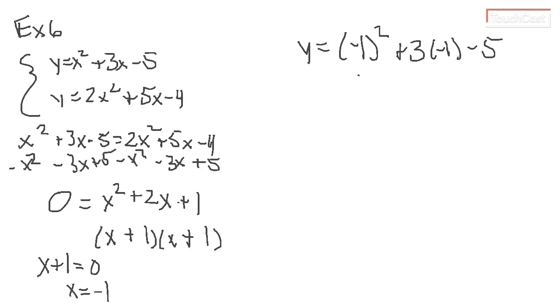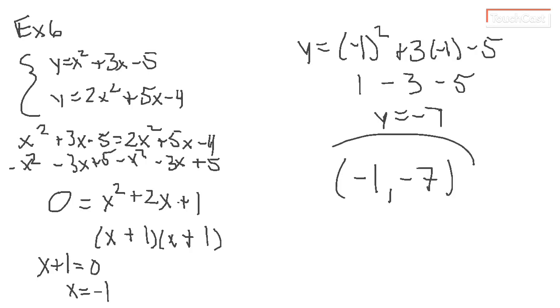Well, negative 1 squared is 1. 3 times negative 1 is going to give us minus 3 minus 5. If we combine everything, 1 minus 3 is negative 2, and negative 2 minus 5 is going to give us y equals negative 7. So our solution is going to be the point negative 1, negative 7. And we're done with example 6. Let's check out our next one. Example 7.